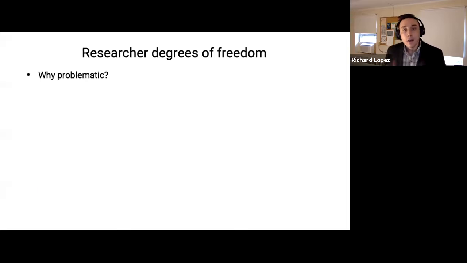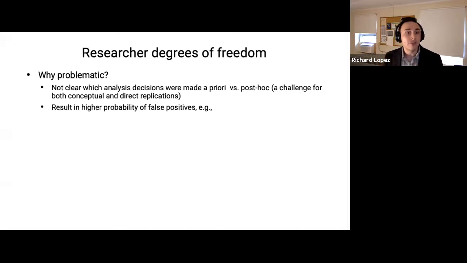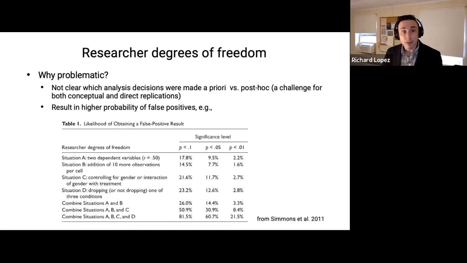But why are researcher degrees of freedom problematic? Well, it's not quite clear which analysis decisions were made by the researchers a priori versus post hoc. And this could be quite a challenge if you're trying to conduct either a conceptual or direct replication, right? You just don't have that information available to you. And perhaps more troublingly, researcher degrees of freedom can result in higher probability of false positives.